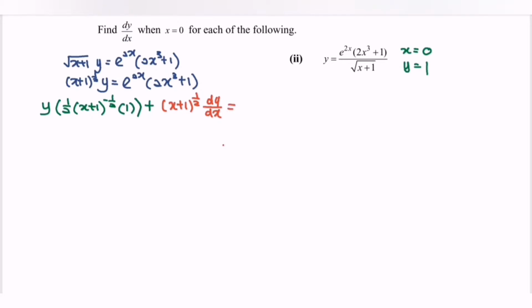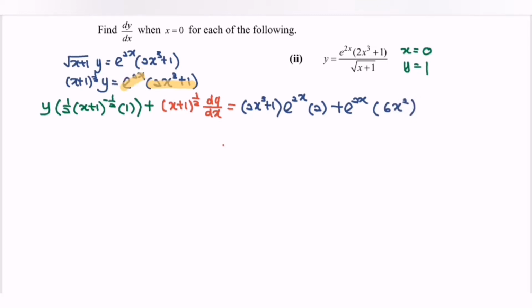Next we are going to focus where this is u and this is v. Differentiate the situation, we are going to use the product rule where we will have (2x to the power of 3 plus 1), differentiate e to the power of 2x, so we will have e to the power of 2x, focus on the power, differentiate the power, and we will have 2, plus e to the power of 2x, differentiate 2x cubed plus 1, and we will have 6x squared.